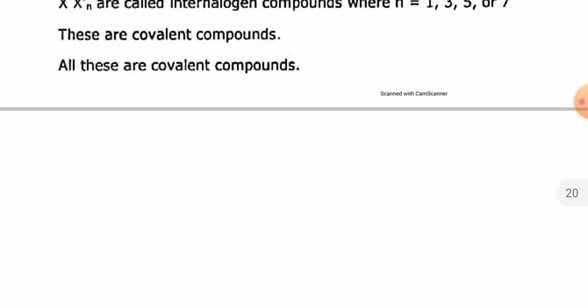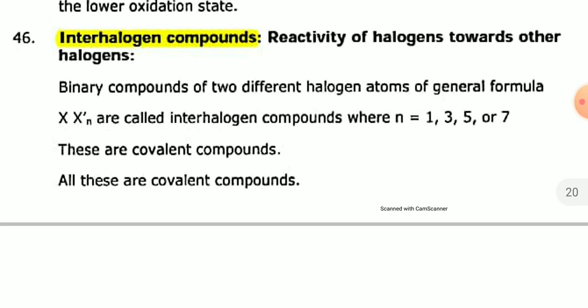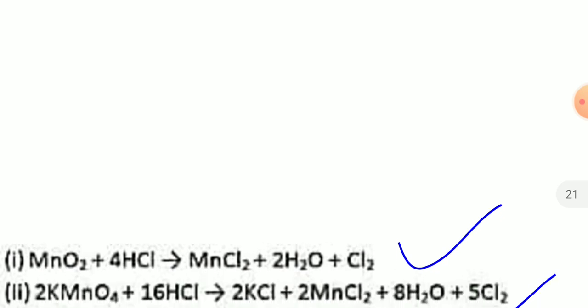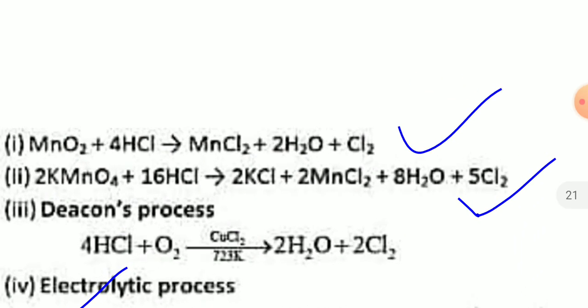Some examples of interhalogen compounds are ICl3 and IF7. These are interhalogen compounds. Fluorine and iodine form the interhalogen compound IF7.